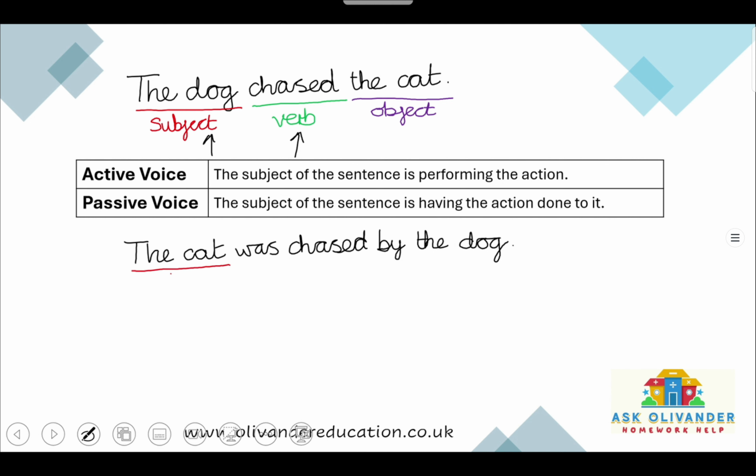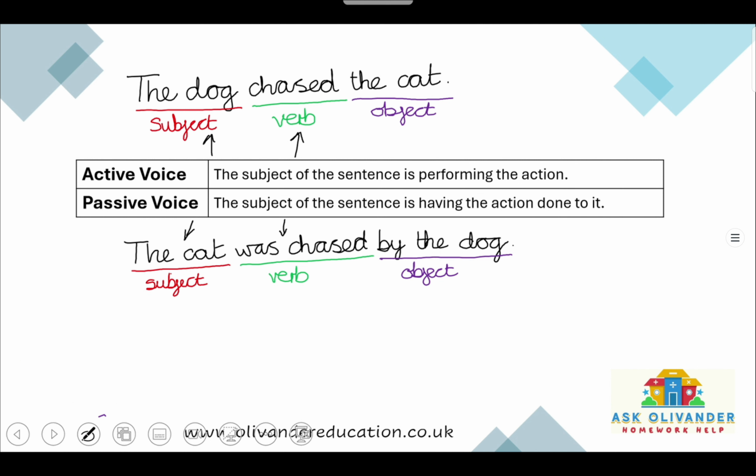The cat has become the subject of the sentence and is no longer doing the action. The dog is still doing the chasing, but the dog is now the object of the sentence and not the subject of the sentence. In this example, the subject is not performing the verb, and therefore this is a passive sentence.